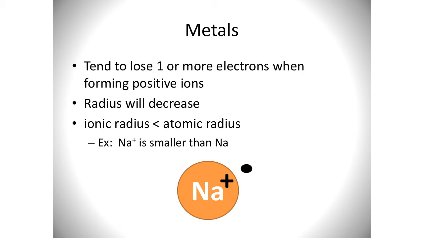So metals will lose electrons when they react to form positive ions. So an ionic radius for a metal will be smaller than the parent atom that it came from. For example, the sodium ion would be smaller than the sodium atom because it will have one less electron shell.